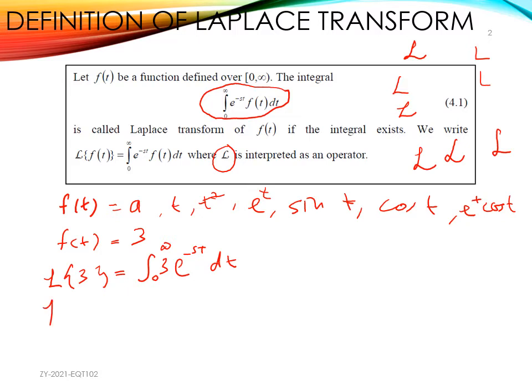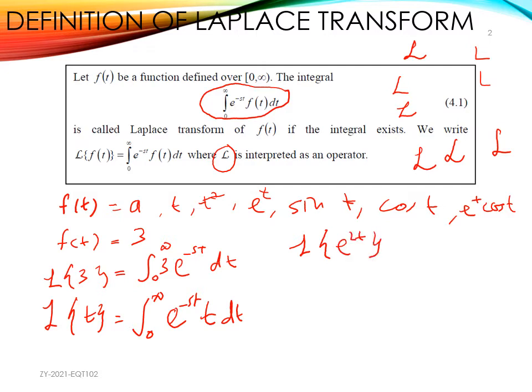If you want to find the Laplace of f(t) equals t, your integral becomes from 0 to infinity of e to the negative st times t dt. If f(t) equals e to the 2t, maybe, the integration will always be from 0 to infinity of e to the negative st, and we just change the f(t). So that's how you do it, the theory. Now we are going to see examples on how to solve for the integral.